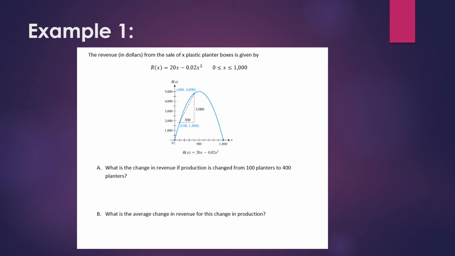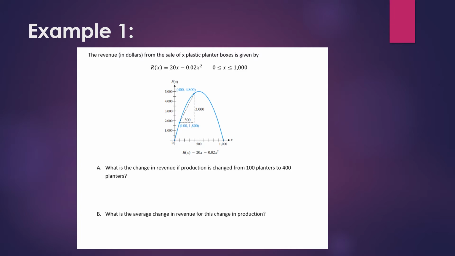Here in example 1, they're asking: the revenue in dollars for the sale of x plastic planter boxes is given by the function R of x equals 20x minus 0.02x squared. And they say that x is bound between 0 and 1,000. Mainly, if you were to plug in 0 or 1,000, it would give you a revenue of 0, and no one wants that, so we're working between those two numbers.